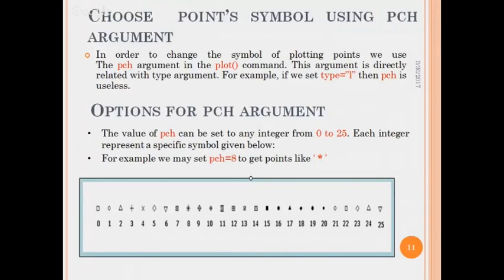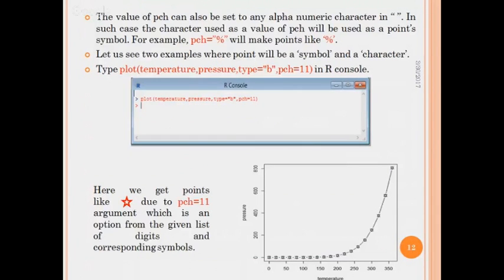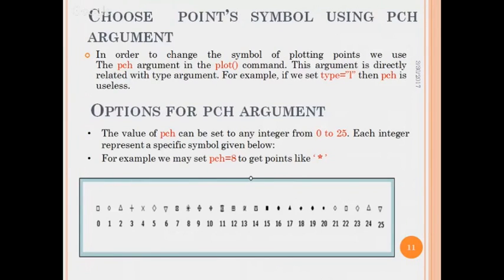Similarly, you have different values. How many values can you go ahead with? PCH equals 0 to 25. Different kinds of symbols you can make use of for plotting your graph. So let's say we want to display a star. The star has a value in the table, PCH equals 8, right? So you will have to use plot temperature comma pressure comma type equals, if you want to give some type, and then comma PCH equals 8.